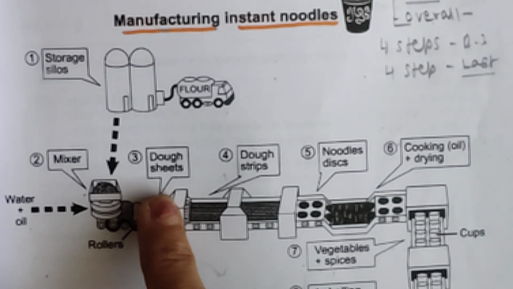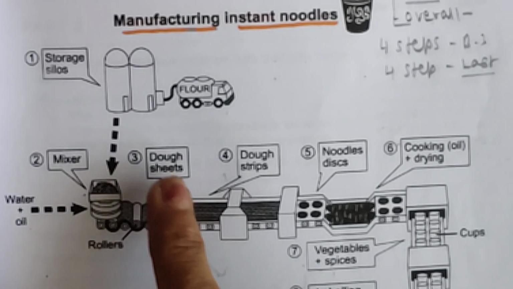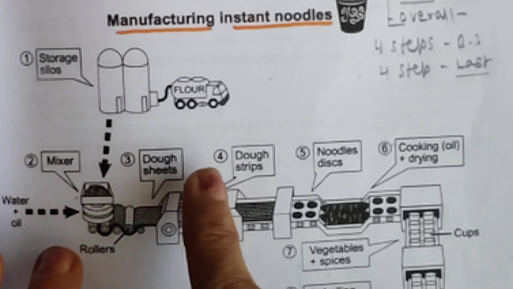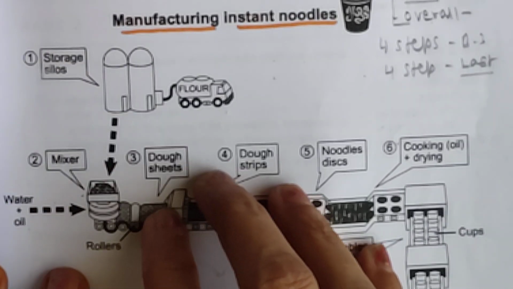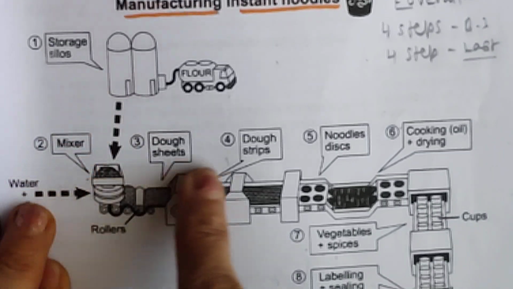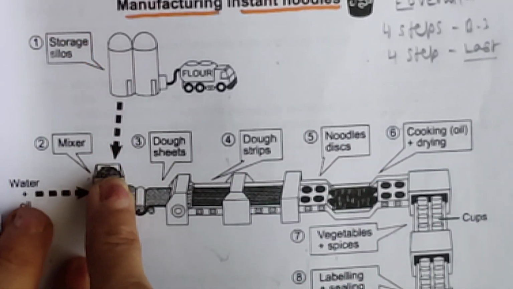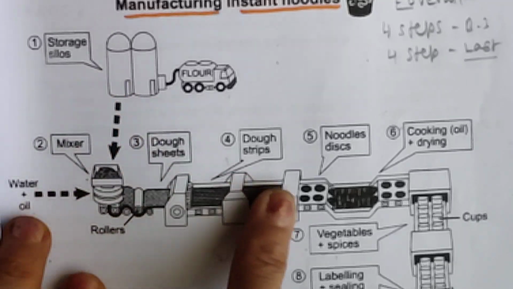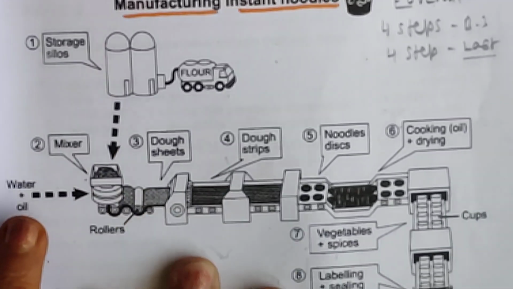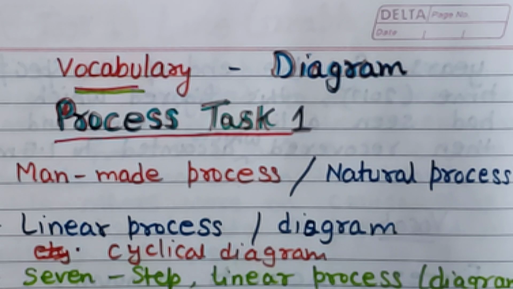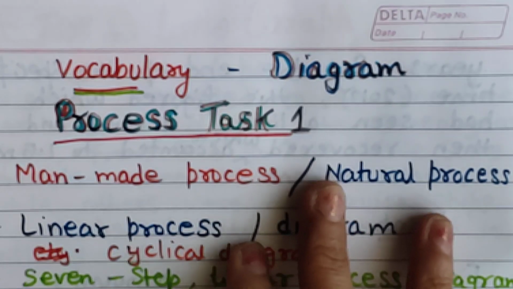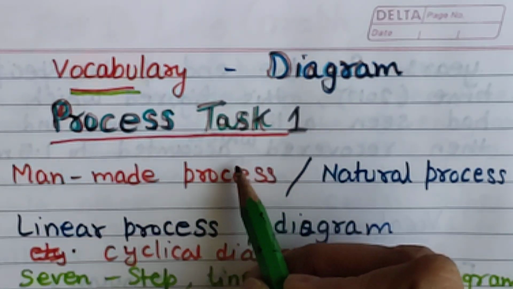But what kind of language should we use? We should use passive voice, as well as some particular vocabulary for this. You can see this is in line process, so we will just say it's a linear process diagram. Okay, linear process diagram. Now coming to the vocabulary, whatever the process diagram is, always remember.